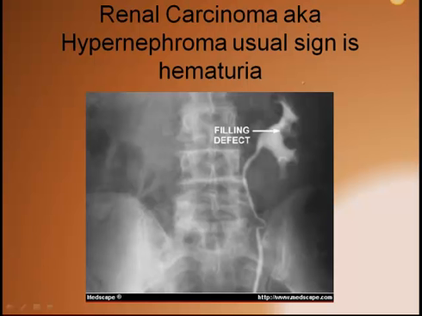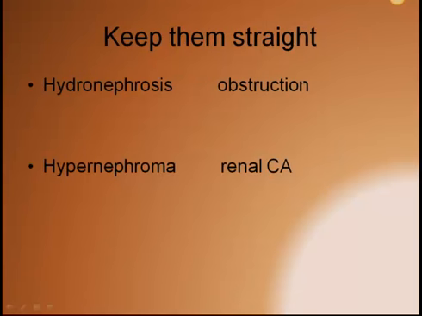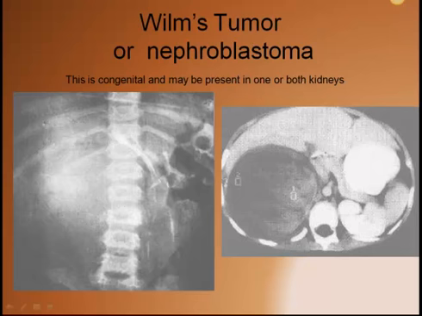For the most part, the first sign that somebody will see indicating that they have renal cell carcinoma is passing bloody urine, a condition called hematuria. They will see the pink and go to the doctor, and unfortunately it turns out that you have something like this. So keep the two of them straight.